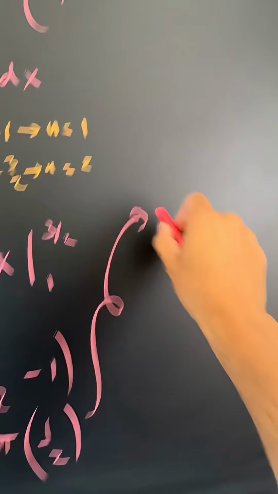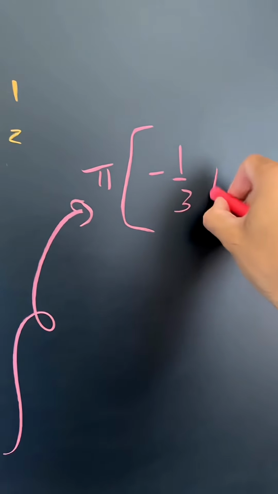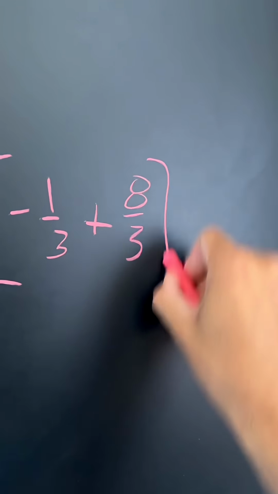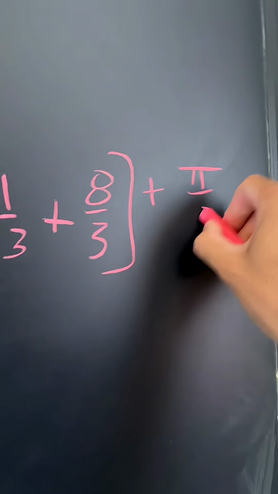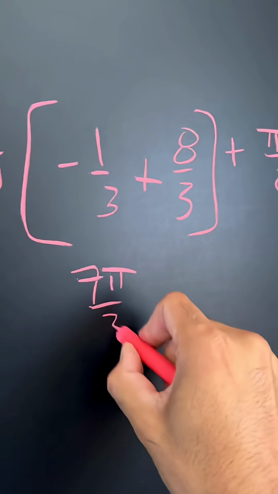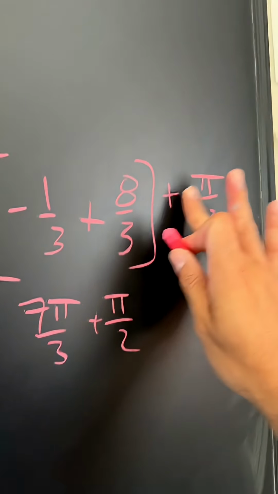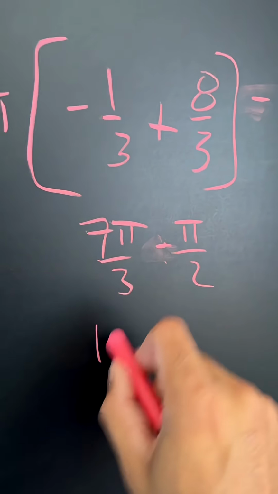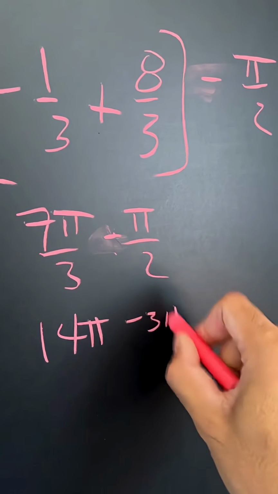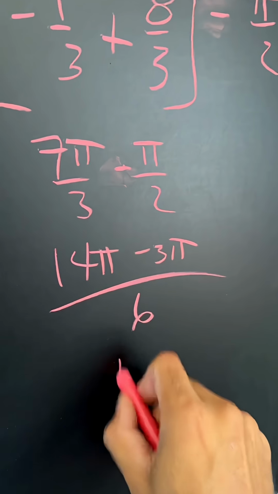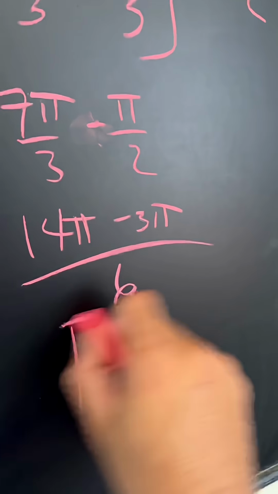What we have is pi times 8 thirds, and then we have plus pi over 2. 7 pi over 3 minus pi, or plus pi over 2. Sorry about that. No, it's a minus. Let's go ahead and get some common denominators. 14 pi minus 3 pi over 6, and this will be 11 pi over 6. And that is it, guys.